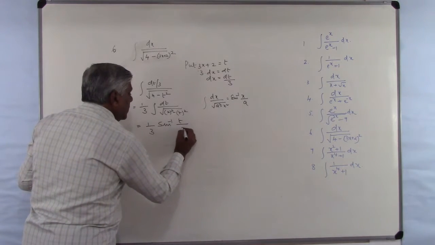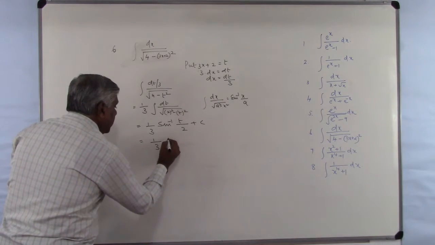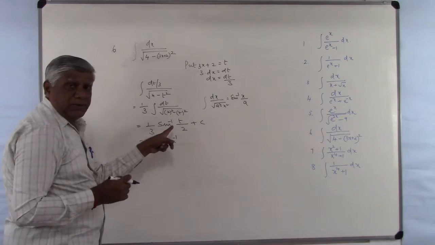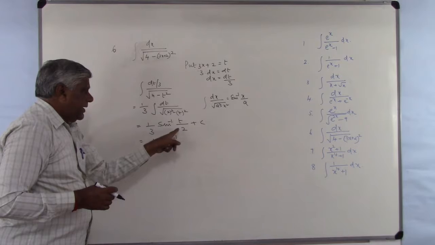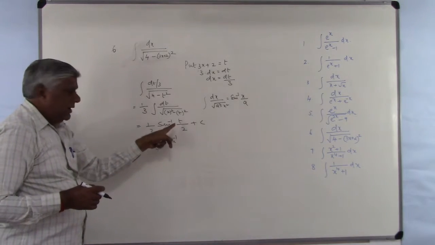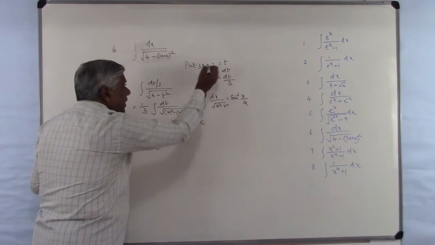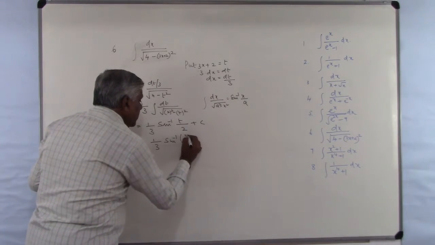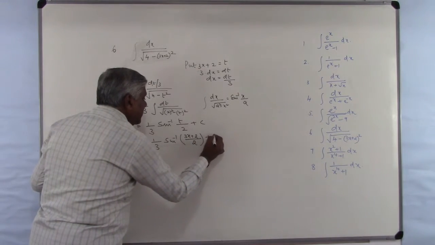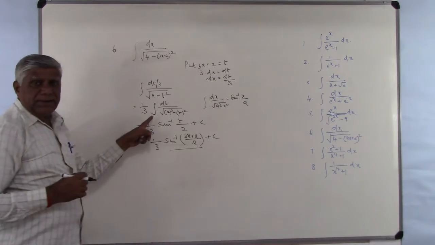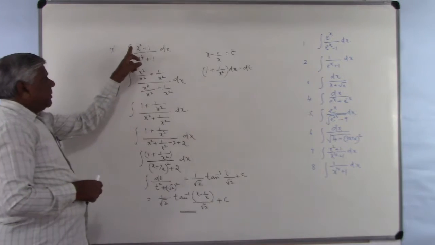t by 2 plus c. Or we can write like this: 1 by 3 sine inverse x by a. Instead of x we have t here, t by a is t by 2, plus c. Instead of t I am substituting 3x plus 2: sine inverse of (3x plus 2) divided by 2, plus c. This is the answer. Now we shall see the seventh problem. It is a very difficult problem.